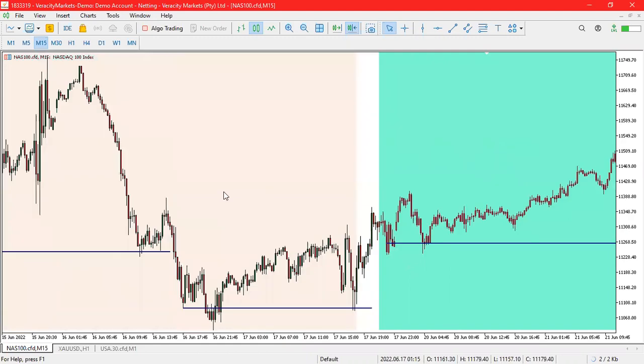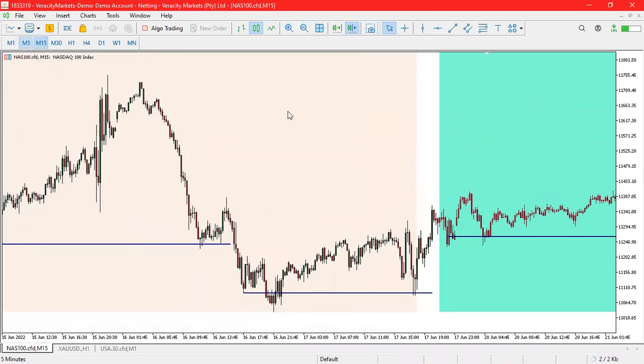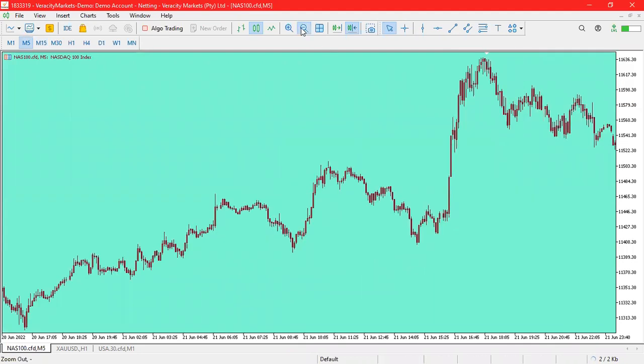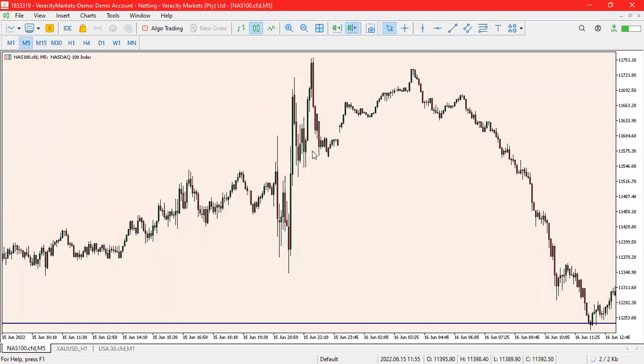Do you understand? So this is how you manage to see a break of market structure without using an indicator. Just by the look of your eyes, you can see here the market. If you go to the 5 minutes chart, maybe it can be a bit more visible. Let's zoom out. Yeah, here's what I'm talking about.